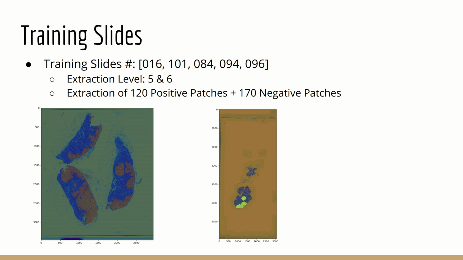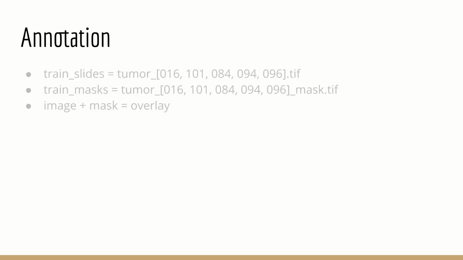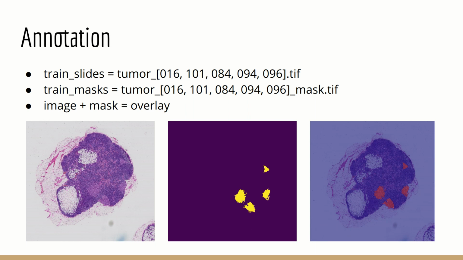Here is a demonstration of how the mask actually works with the original image. On the bottom left, this image is the original slide image, and the second image shown is the corresponding mask, where the yellow regions indicate the pixels that should be marked as tumorous. And the bottom right image is an overlay, which is simply a projection of the mask on top of the original image.